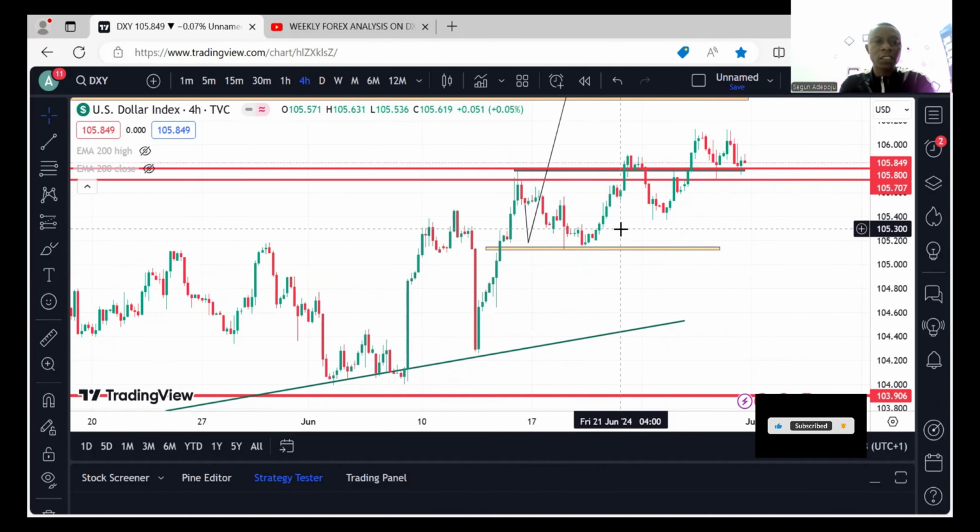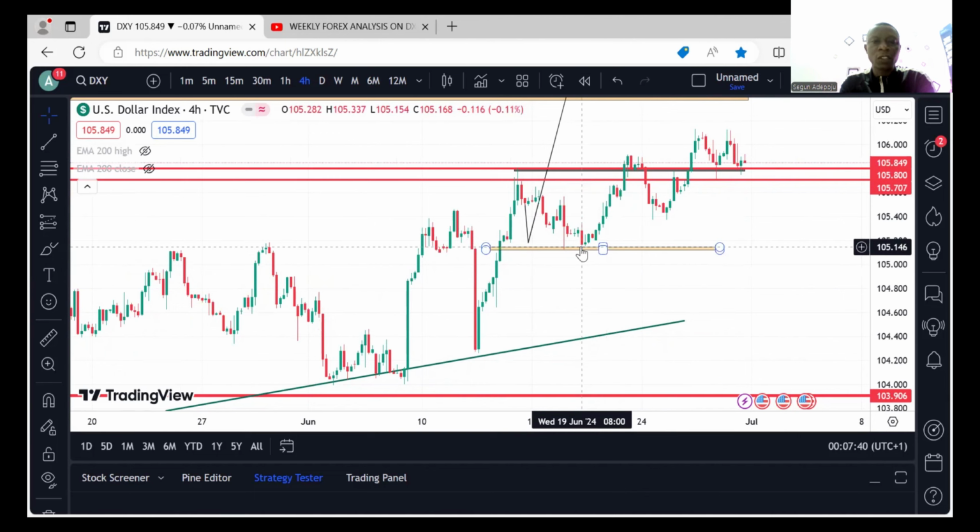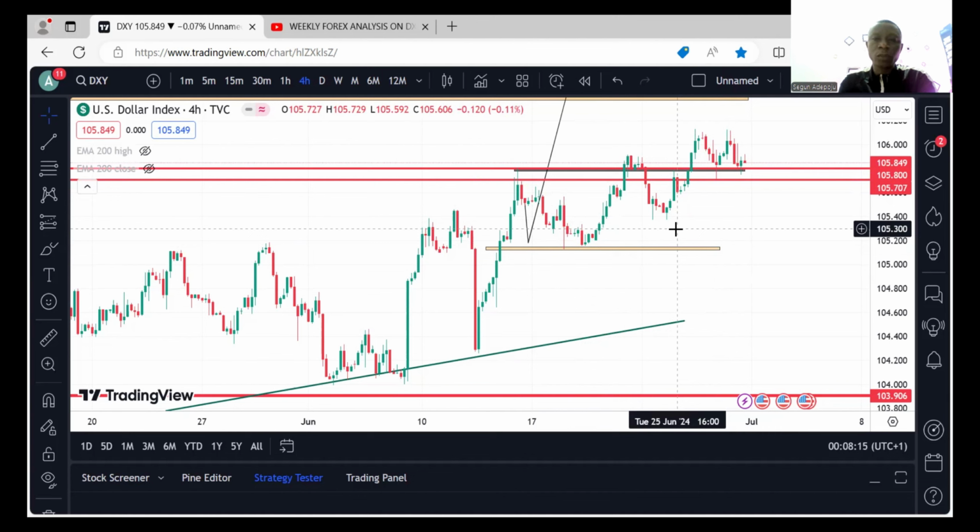The reason why I always analyze the dollar index is that the dollar index plays an important role in the forex market. When we have the dollar index in an uptrend, all other pairs that have USD as base currency, like USDCAD, USDJPY, USDCHF, will be moving up, while the other pairs that have USD as quote currency will be coming down.